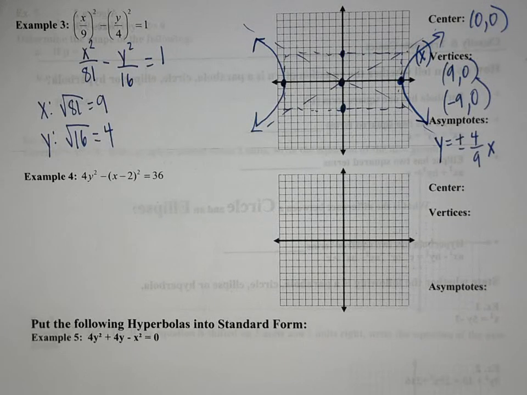Okay. Yes, question. So it depends. If your vertices are for the x's, then the little half of the thing is going to go on the outside. Yes.